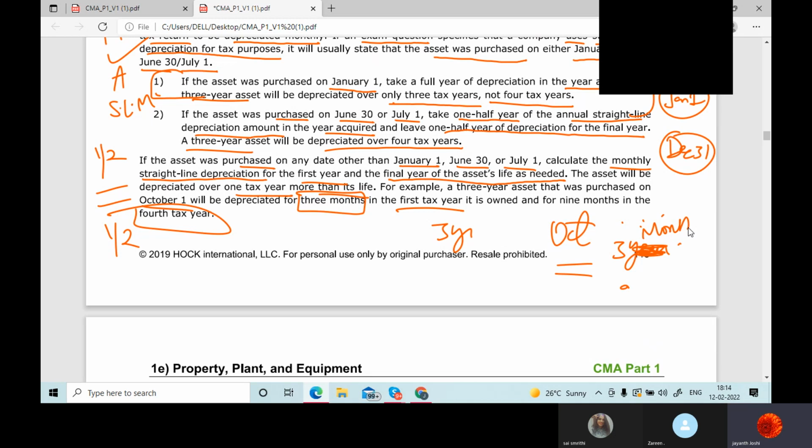3 months, first year, last year, 9 months. Then here, full year. Okay, so that's fine.